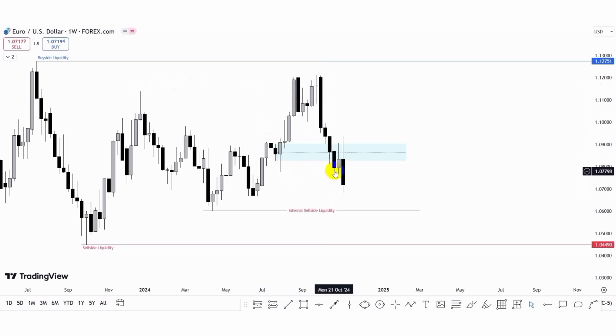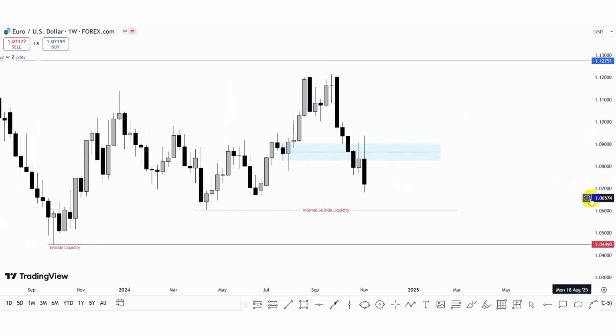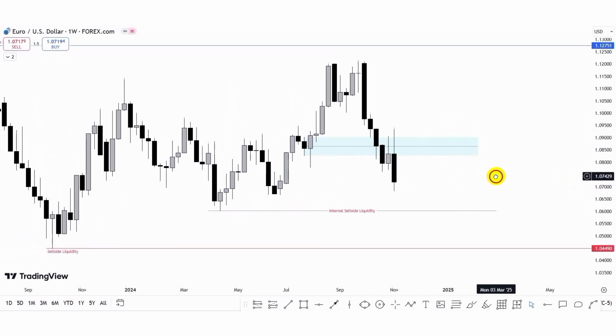Now we can see price fell to the downside, closed below the swing low of this institutional order flow. And now we can see that price returned to retest the order block. And now price gave us this bearish momentum to the downside. So this is our draw on liquidity, our internal sell side liquidity. So for the Euro USD, I'm anticipating to see a further bearish move of price to the downside to take out the sell side liquidity, and in extension we have this other sell side liquidity.